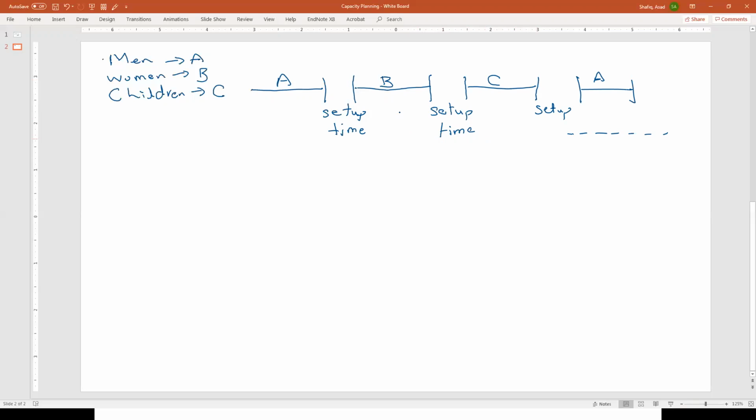Now, since we lose this time for setting up the machine for these products, we have to account for this loss of time in our calculations for how many machines we need. And that is essentially what we will do in this example.